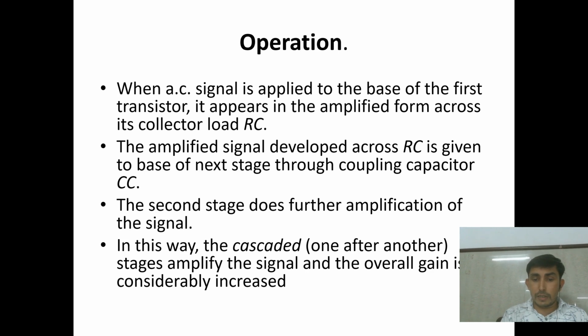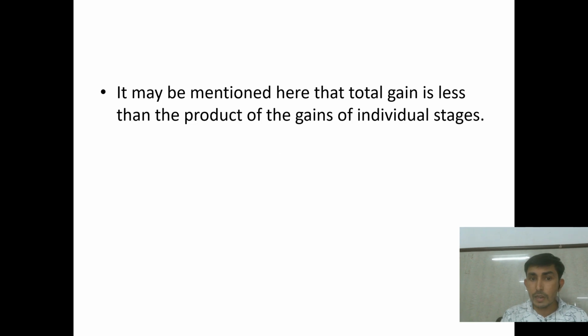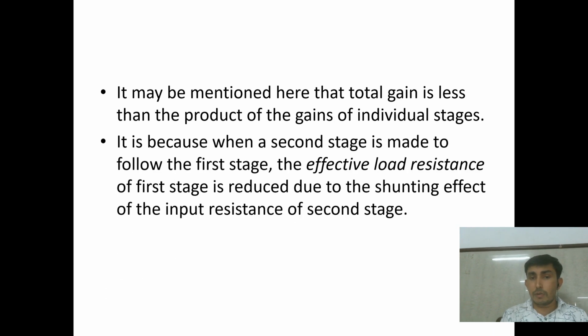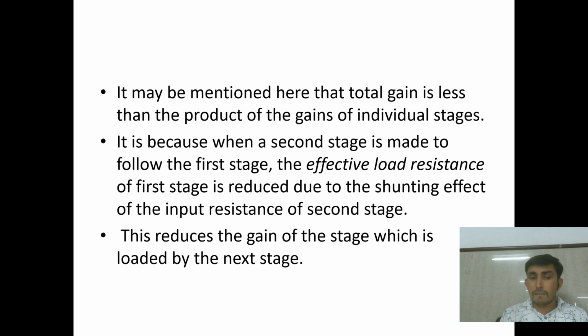Why is it connected that way? The output of the first stage is coupled with the next stage, so we can say that the overall gain will be increased. But it may be mentioned that the total gain, meaning the ratio of the output voltage to the input voltage, is always less than the product of the gains of the individual stages because of the loading effect. We know very well the second stage follows the first stage, and so on. The effective load resistance of the first stage is reduced because of the input resistance of the second stage. This again reduces the gain of the stage which is loaded by the next stage.